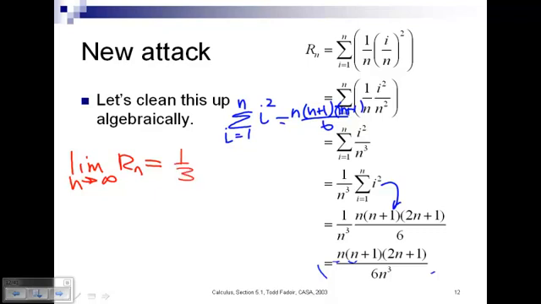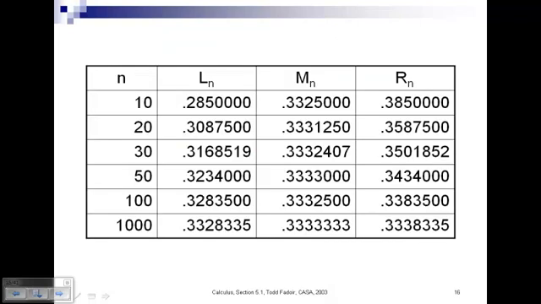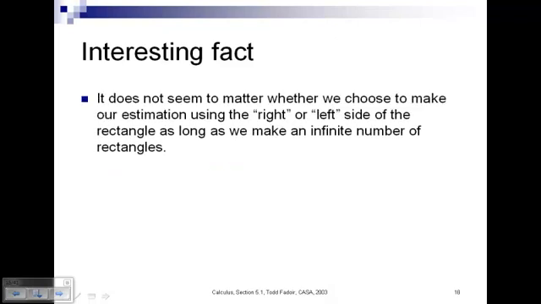So, my interesting point, see if I can find that slide again. There it is, the interesting fact. It does not seem to matter whether we make our estimate the right hand, the left hand, as long as we have an infinite number of rectangles. When we can't do an infinite number of rectangles, then we can look at characteristics of the curve to figure out which one gives us the best estimation.